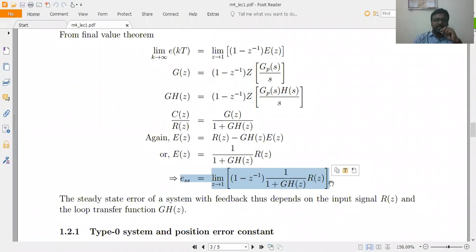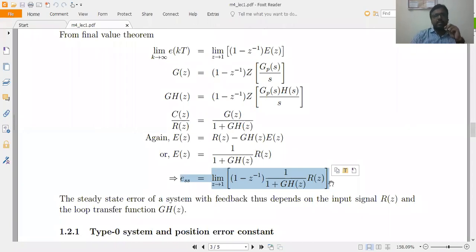Okay. So in this way, we are going to derive the expression for the steady state error specification. That means the steady state response specification is nothing but the steady state error. Now let us discuss based upon this particular steady state error.